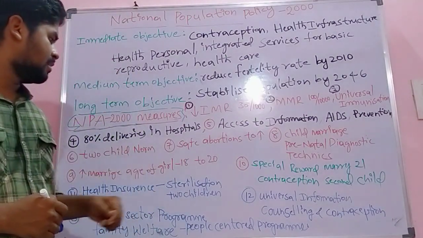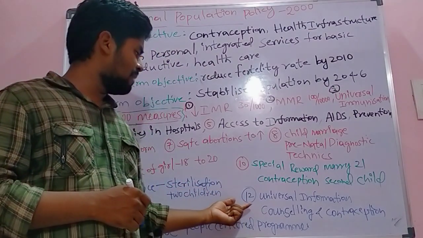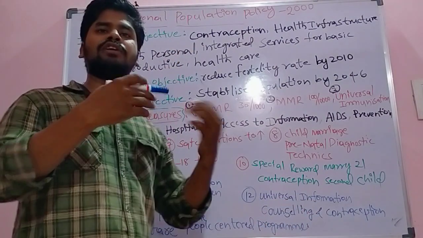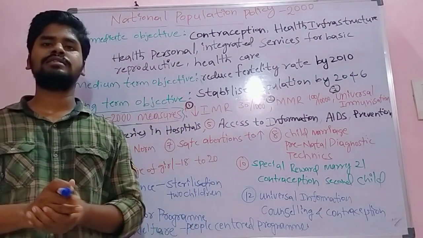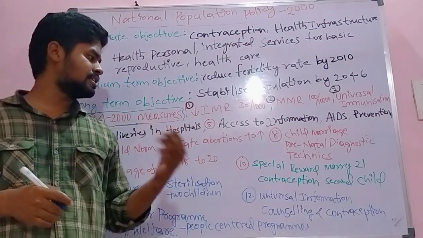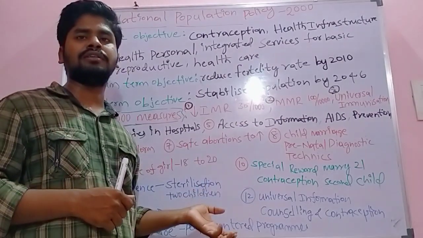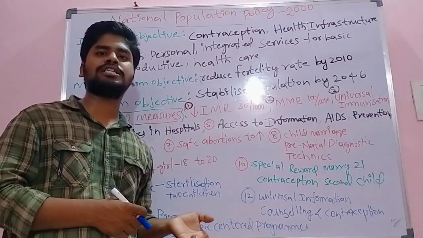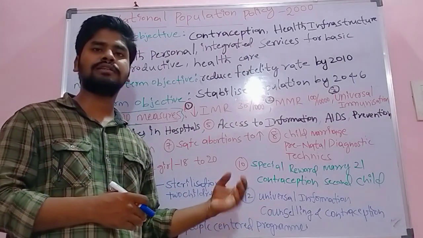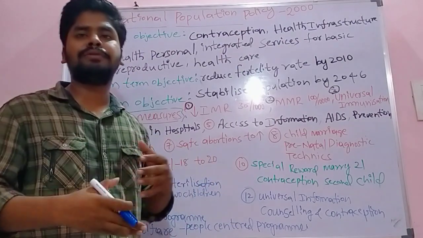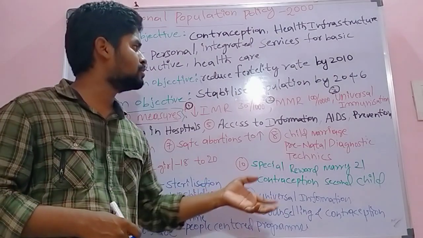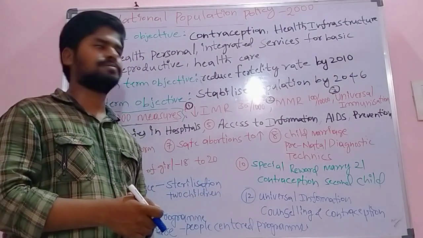Look here, one more important measure: universal information. The important information regarding health, whatever the population issues, contraception and sterilization, medical facilities, each and every aspect, the government has to provide as universal information. The government has to maintain counselings with ASHA workers and all, in the different aspects, right?